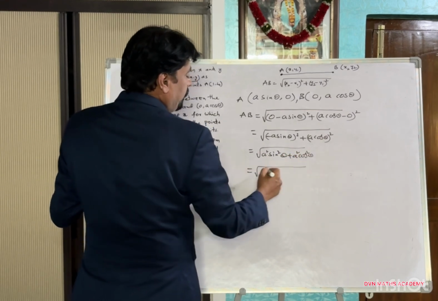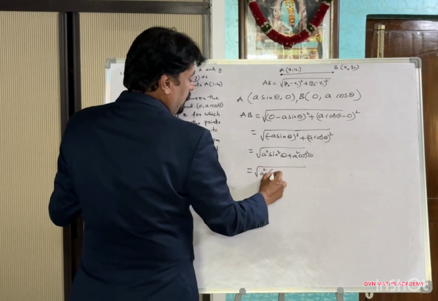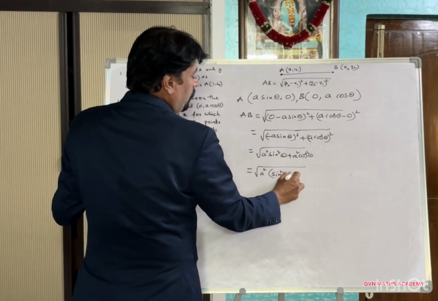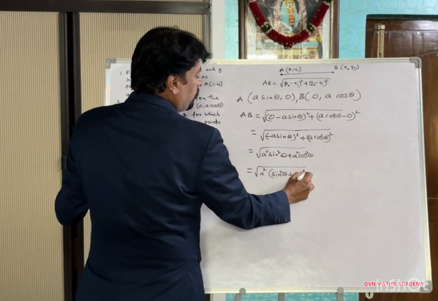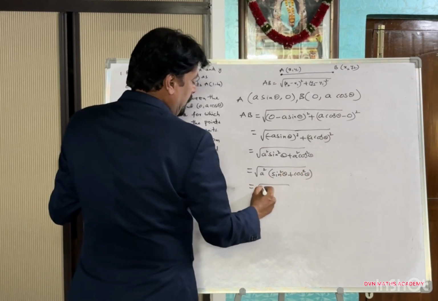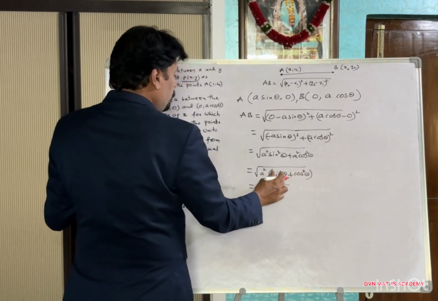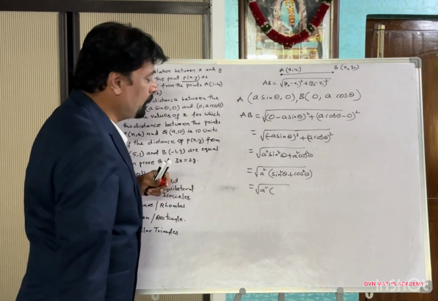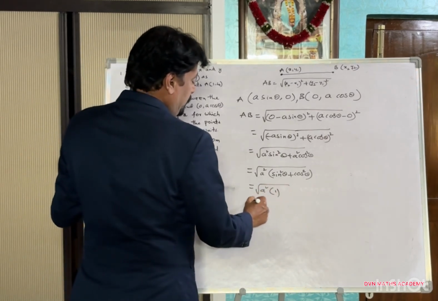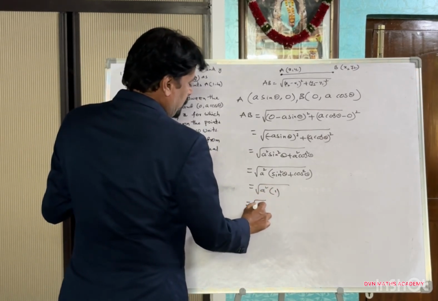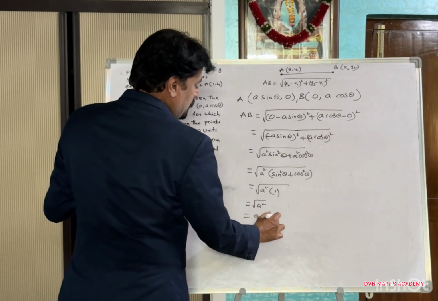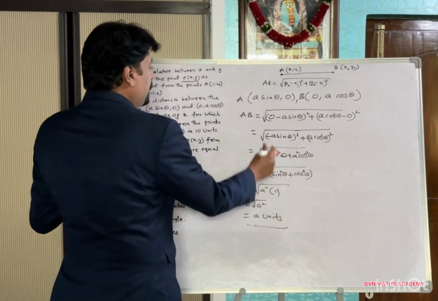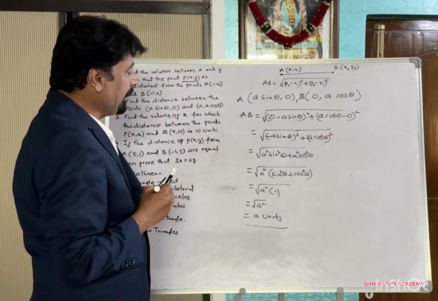If I make a square common, this is a square into sin square theta plus cos square theta. You know that the value of this one is 1. So under root of a square, this will become a units. So the distance between these 2 points is a units.